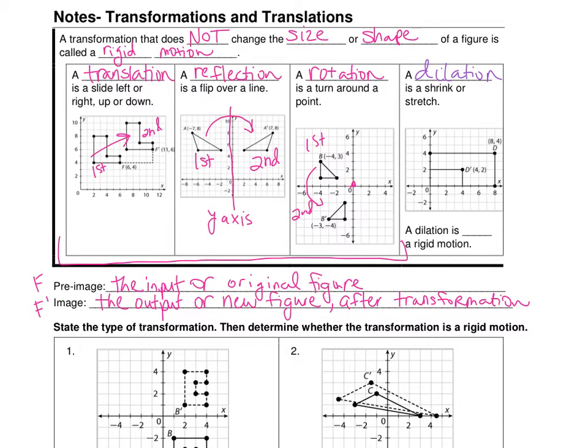Dilation is a shrink or stretch, or you can also hear it as a compression instead of the word shrink. So we can see that the new figure, or the image, is this second one, our tiny one. The original figure is this outside one. So this is shrinking down. And a dilation is not a rigid motion.